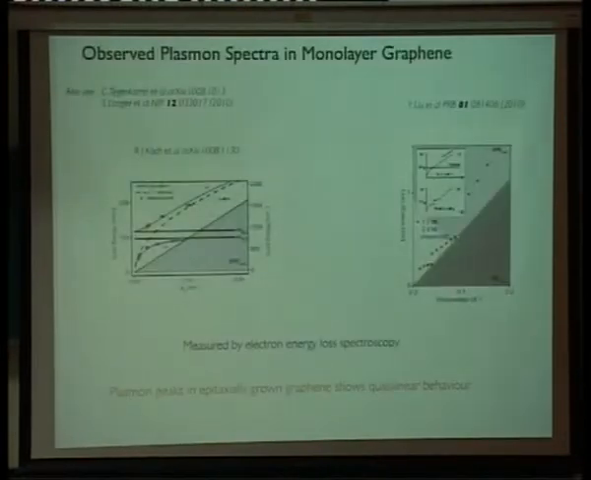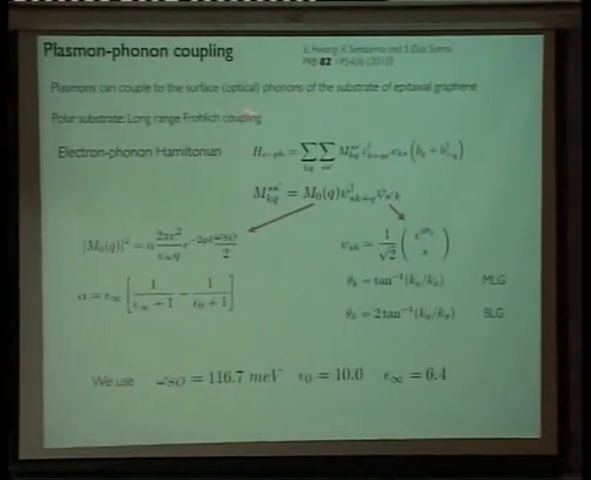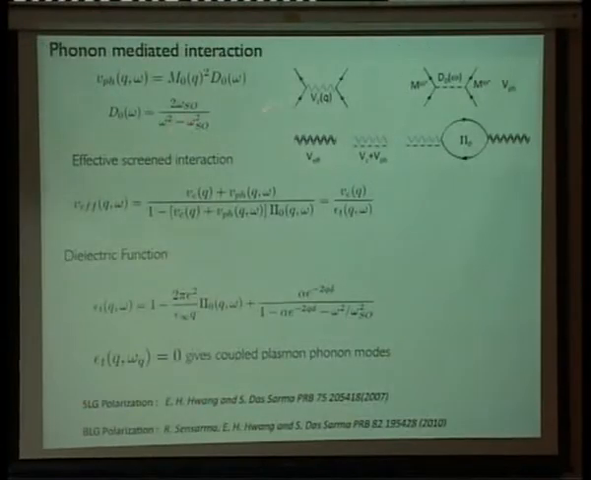I'll very quickly go through plasmon-phonon coupling. So there were these experimental papers which saw these two sort of bands of plasmons when experiments were done. And there was some sort of a quasi-linear behavior in this upper channel. And we said that it could come from electron-phonon interactions. And this is not coupling to phonons of the graphene, it's coupling to phonons of the substrate. So you have basically polar substrates, and so you can have Froelich type coupling.